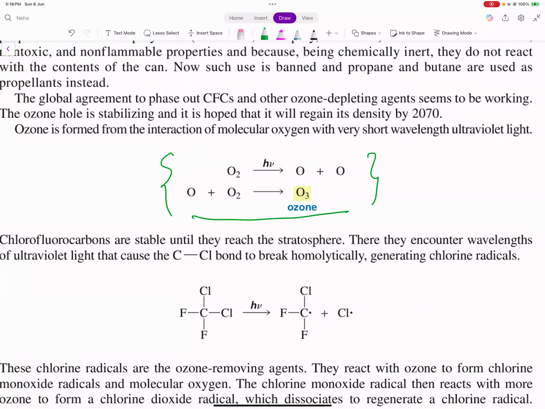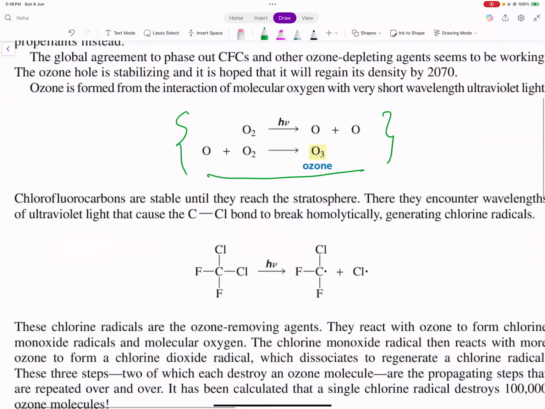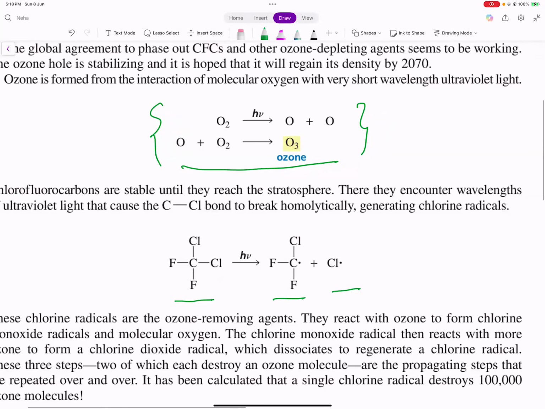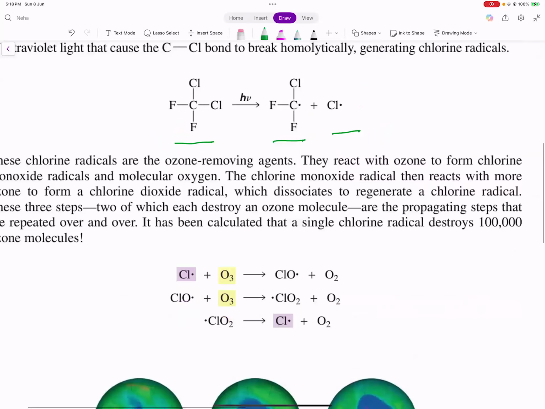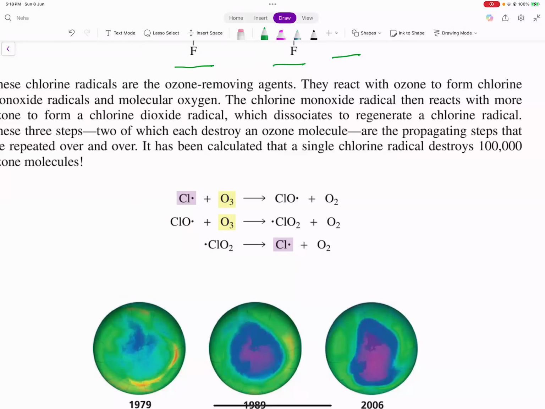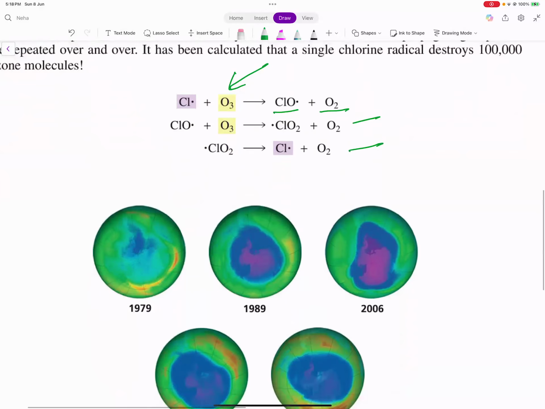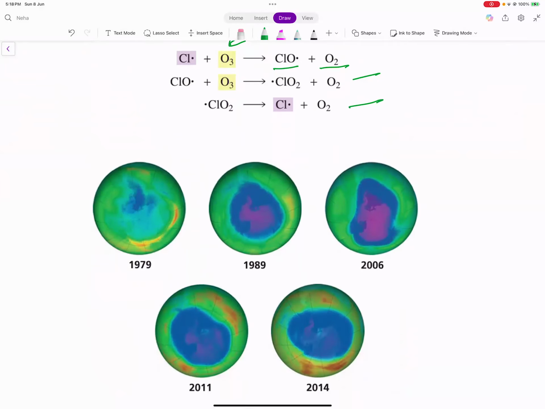Now these chlorofluorocarbons from our refrigerators and air conditioners are going to break homolytically like this. The C-Cl bond is weaker, so it is going to break. After that, this Cl radical starts reacting with O3. This is the ozone layer, and it will deplete it because it is converting everything back into oxygen. These radicals are reacting with O3, the ozone layer. So now you can see how it is happening.